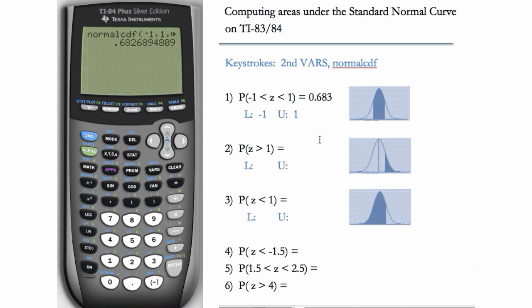Now let's do number 2. We want the probability that z is greater than 1. So a sketch is really helpful so we can see about what to expect. Here we can see our answer is going to be less than 50%. If we get an answer greater than that, we know we made a mistake.